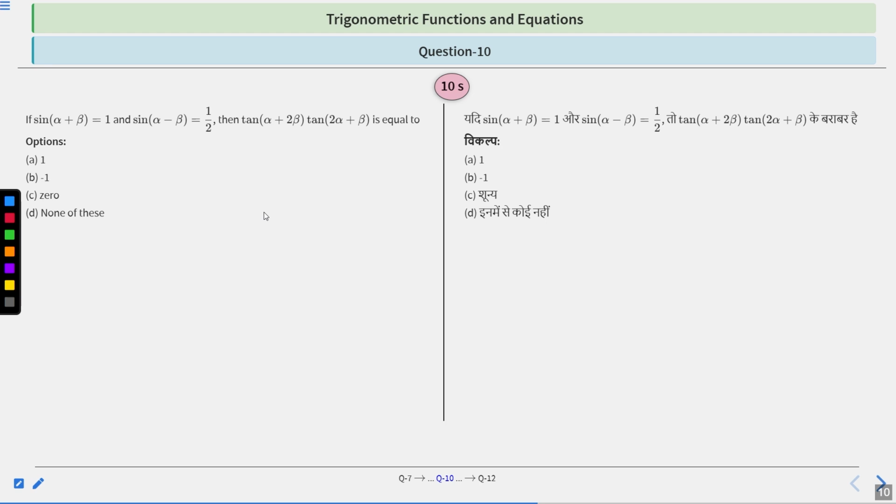So see, the hint of this question is, since sine of (alpha plus beta) is given 1 and sine of (alpha minus beta) is given 1 by 2, you can calculate the value of alpha plus beta and alpha minus beta, right? And while adding and subtracting these terms, you will get the value of alpha plus 2 beta and 2 alpha plus beta, right? In this way, you can try to approach this question. You have 10 seconds to solve or think about this question. After 10 seconds, we will discuss the solution.